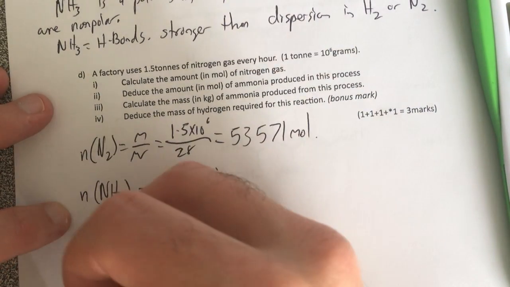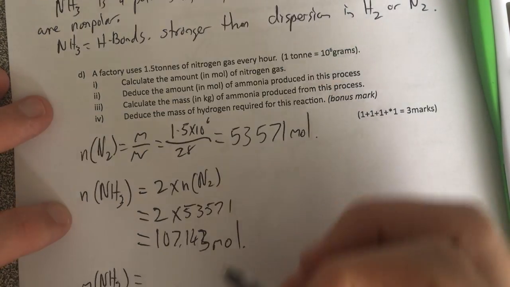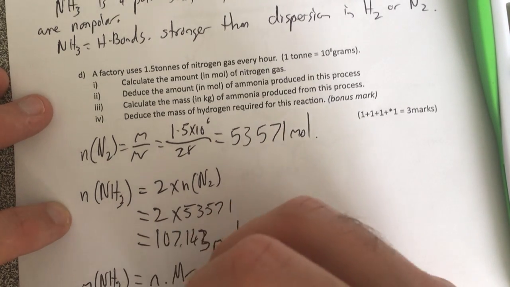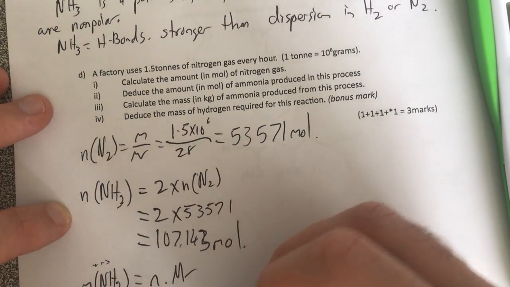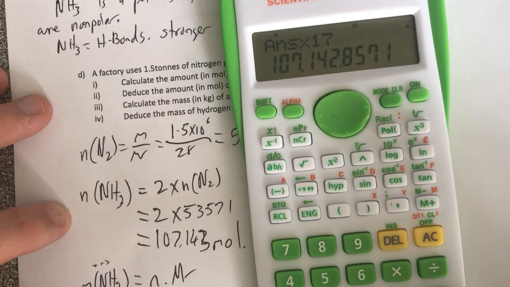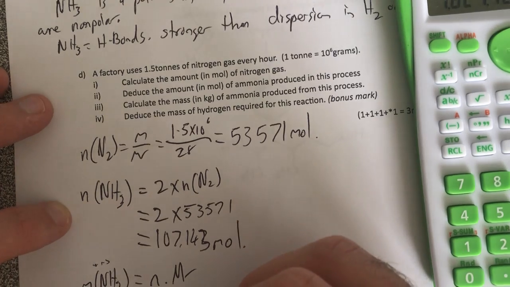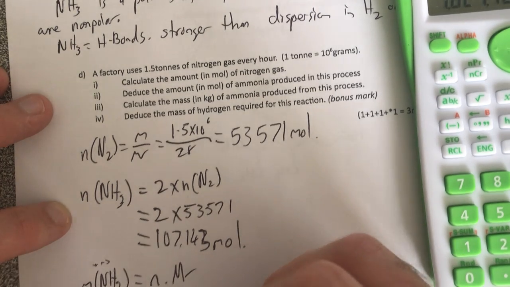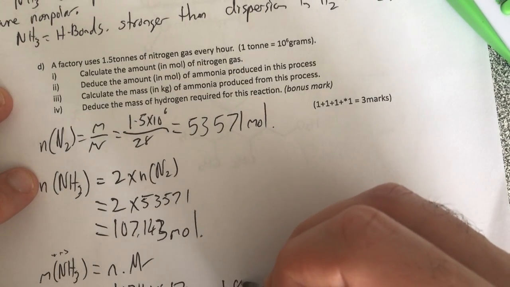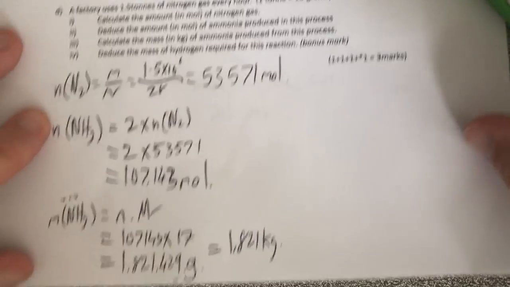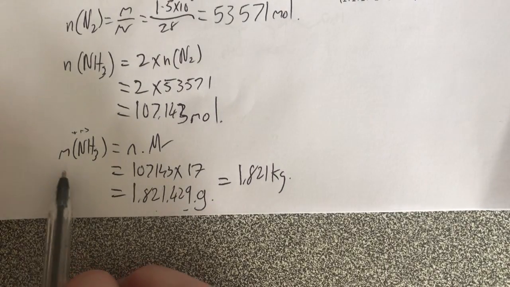Calculate the mass in kilograms of ammonia. Mass of ammonia equals number of moles times molar mass. It's 107,143 times by my molar mass of this, which is 14 plus 3 is 17. So that's going to be times by 17. Gives me 1,821,429. That's grams. So how many kilograms is that? That's going to be 1,821 kilograms, because it's divided by 1,000. Okay, so that's our mass of ammonia.